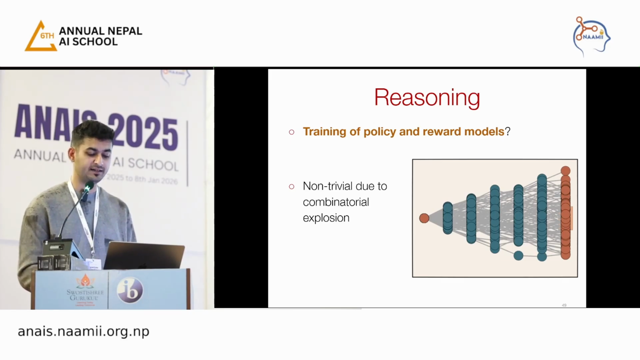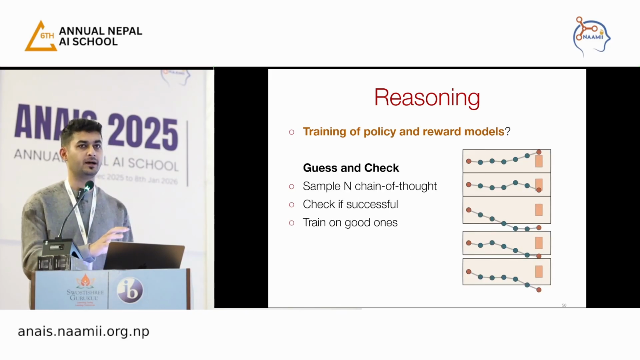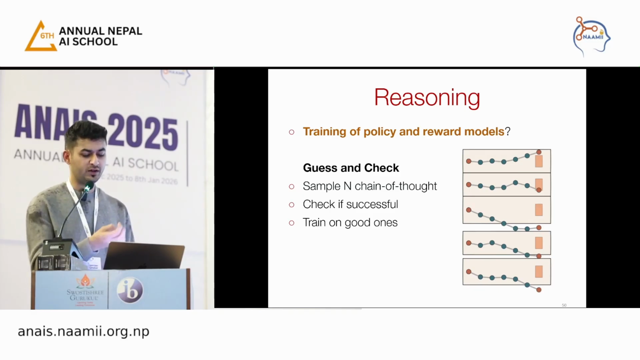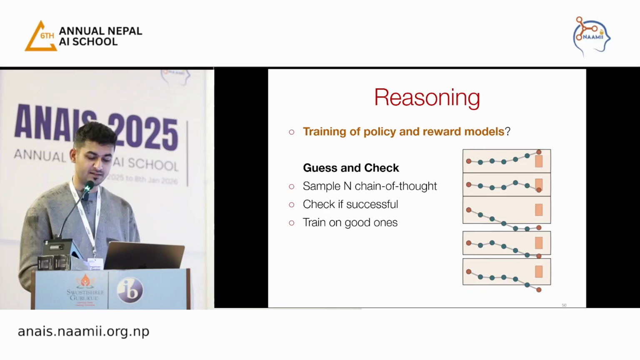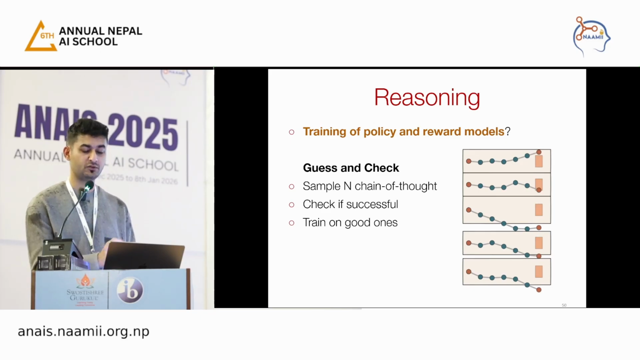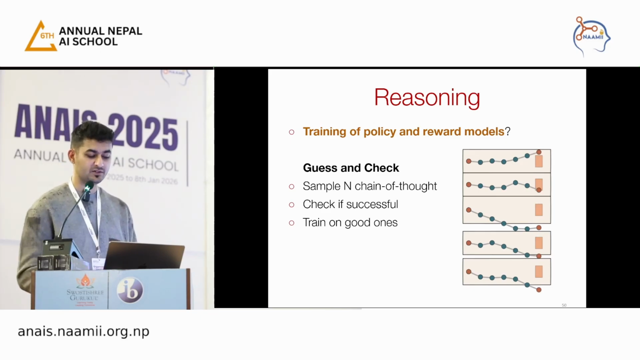So there are a lot of techniques used to address this. One of them, which I mentioned earlier, is that you generate n chains of thought, check which one is successful, and train on the good ones. For example, this is my question, this is my answer, and my answer space is this. We see that there are 5 examples here, and only one is correct. For the others, the chain of thought leads to bad answers. So I can train on the good ones with reinforcement learning.